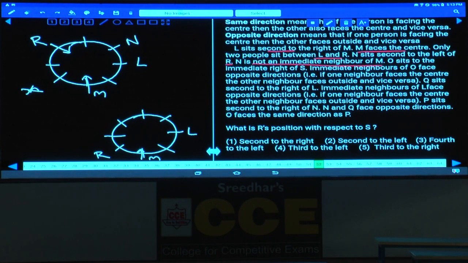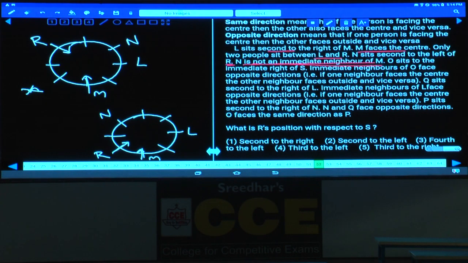Again coming to this one, N can be either here or here. If N is here, this N and M are adjacent, which is not possible. Hence where should this N be? N must be here. If N is at this place and N sits second to the left of R, R is facing the center. Clear now? N sits second to the left of R, N is not an immediate neighbor of M.